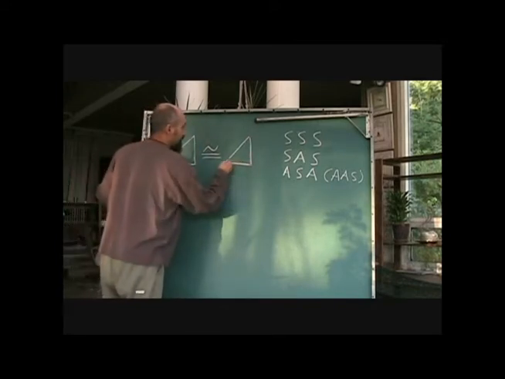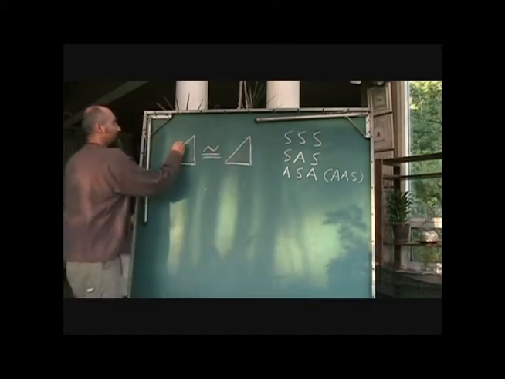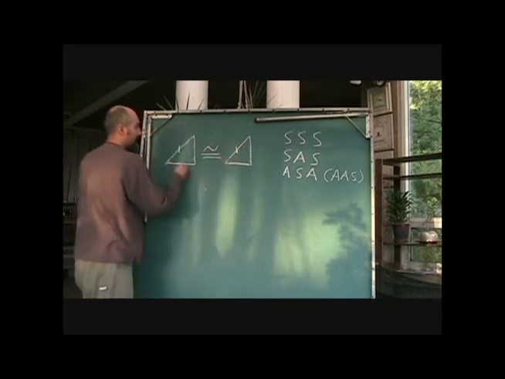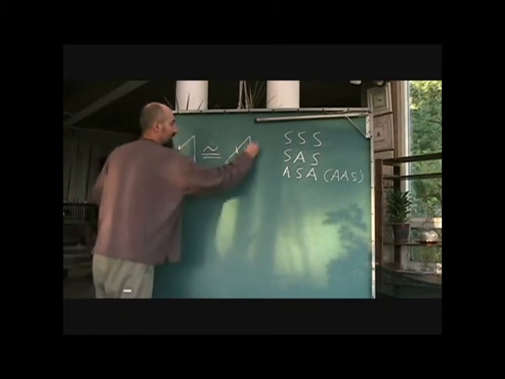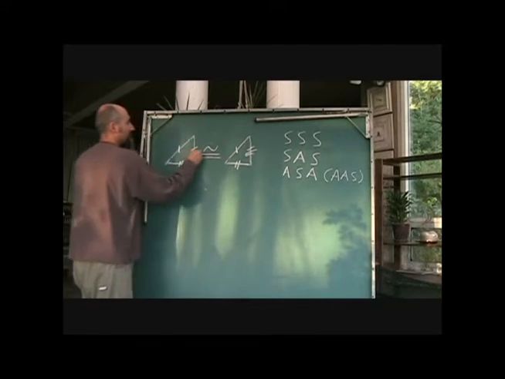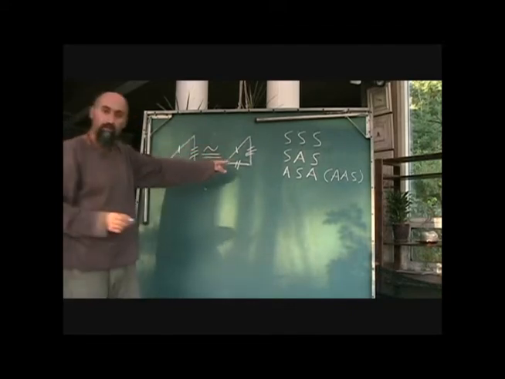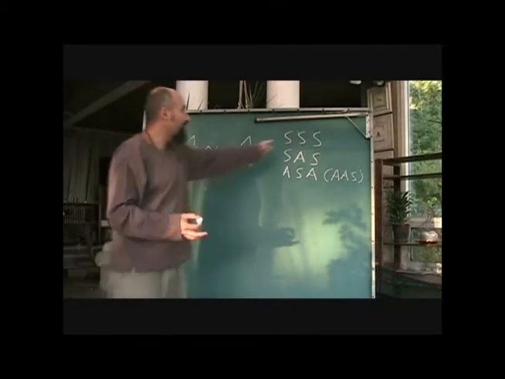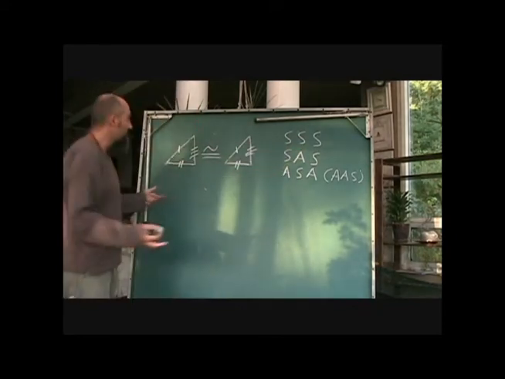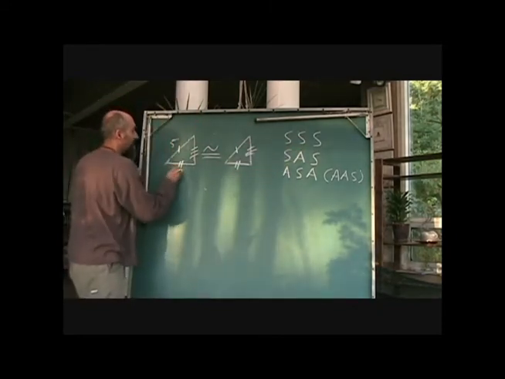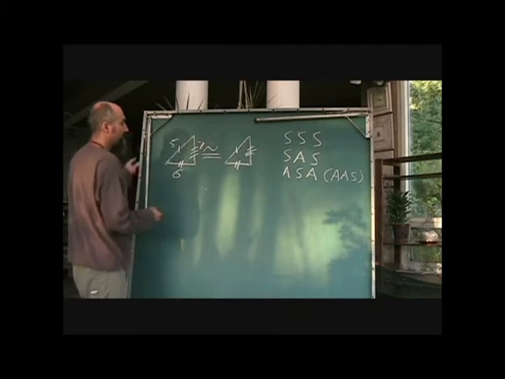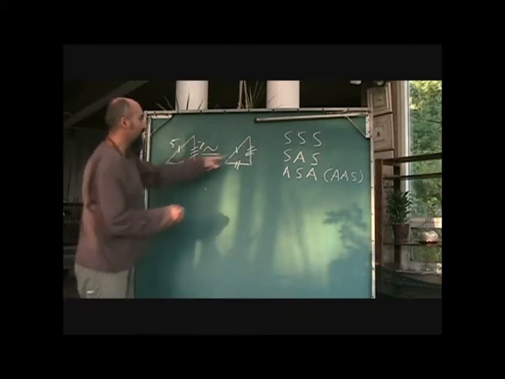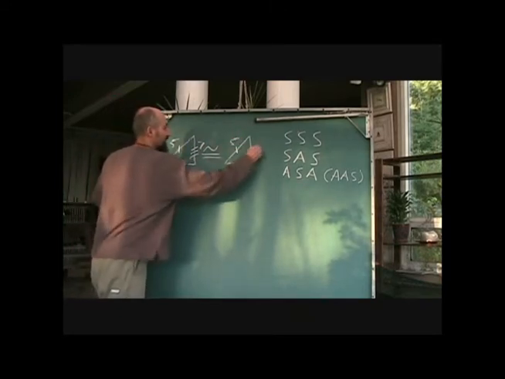Here's our triangles. Now if they tell you this side is equal to this side, and this side is equal to this side, and this side is equal to this side, then these two triangles are congruent, because you have side, side, side. Their sides are going to be the same. So if they tell you that this is 5, this is 6, and this is 7, then you know that this is 5, this is 6, and this is 7.